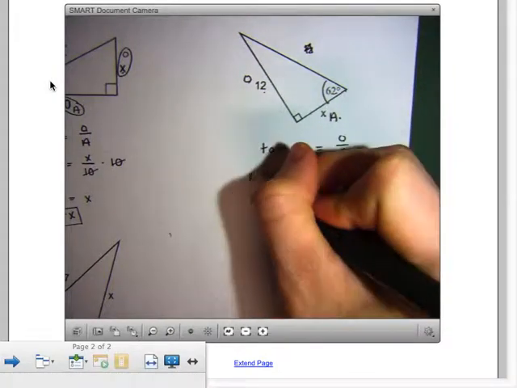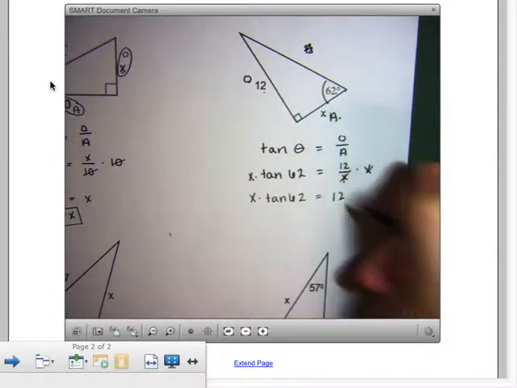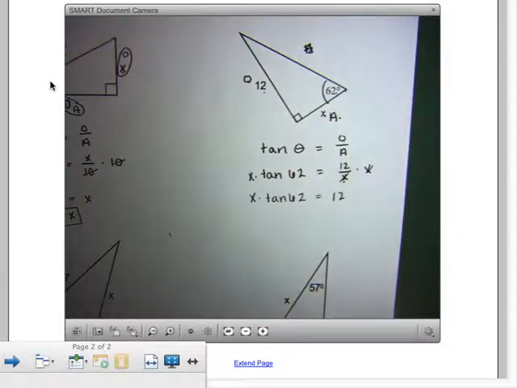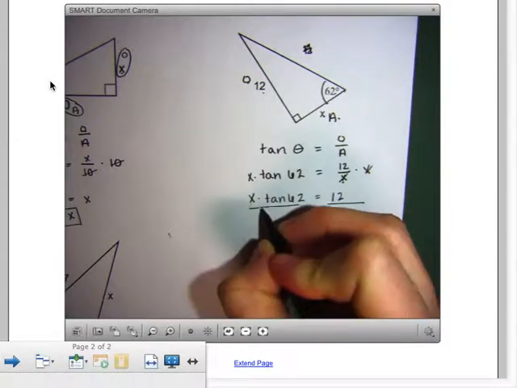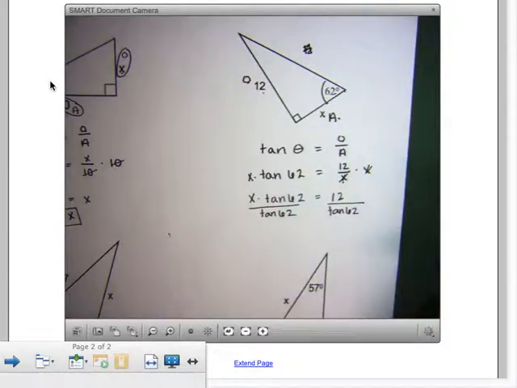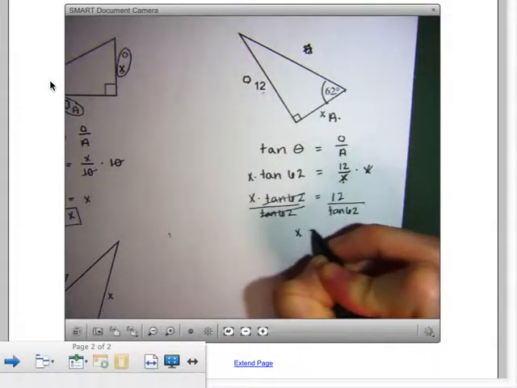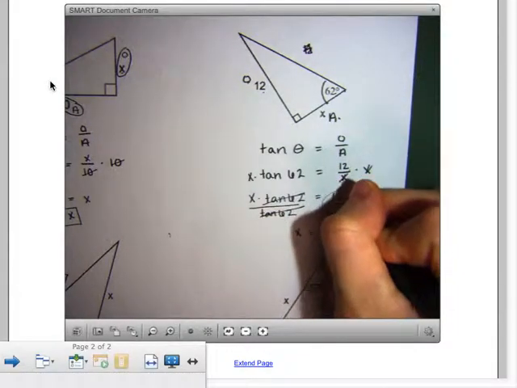So we have x times tangent of 62. So my x's cancel, and that equals 12. I still don't have my x by itself. So to get x by itself, I'm going to divide both sides by tangent of 62. So on the left-hand side, the tangents of 62 cancels. And I'm going to plug this into my calculator. So plug in 12 divided by tangent 62. You should get about 6.38.